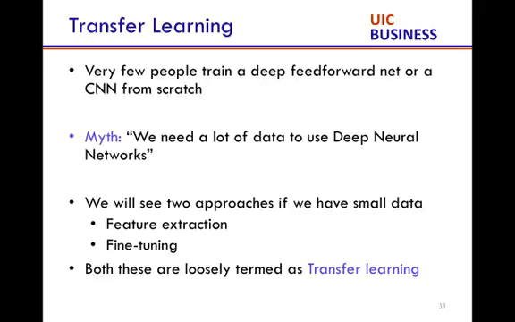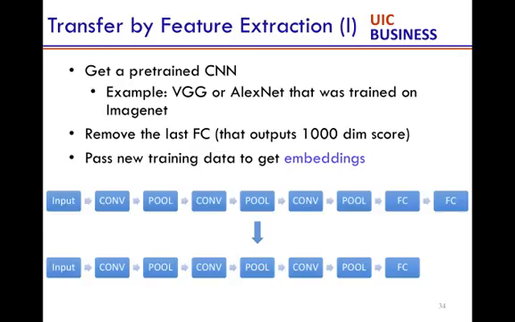So what is feature extraction? You get a pre-trained convolutional neural network, for example a VGG network or an AlexNet that was trained on ImageNet. I've shown AlexNet so many times. You remember that it was the winner of the 2012 ImageNet challenge, the classification task. The people who trained that network had 60 million parameters, and they have given those 60 million parameters as a file which you can download from the internet.